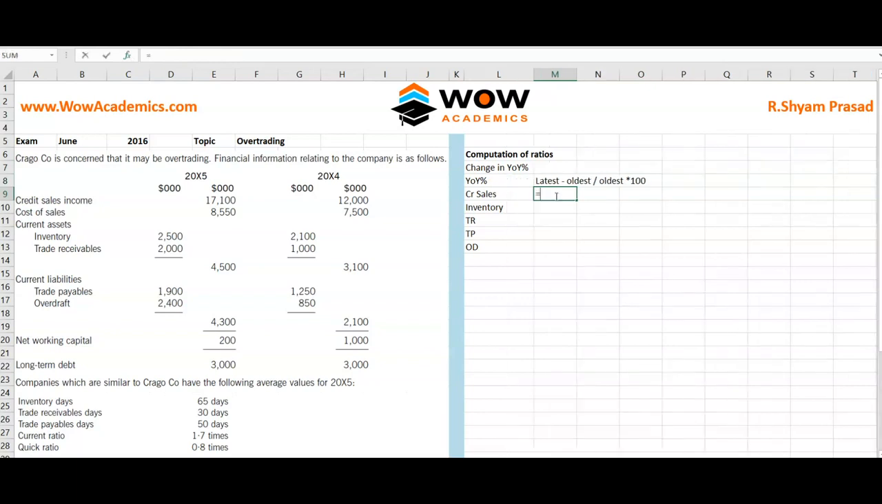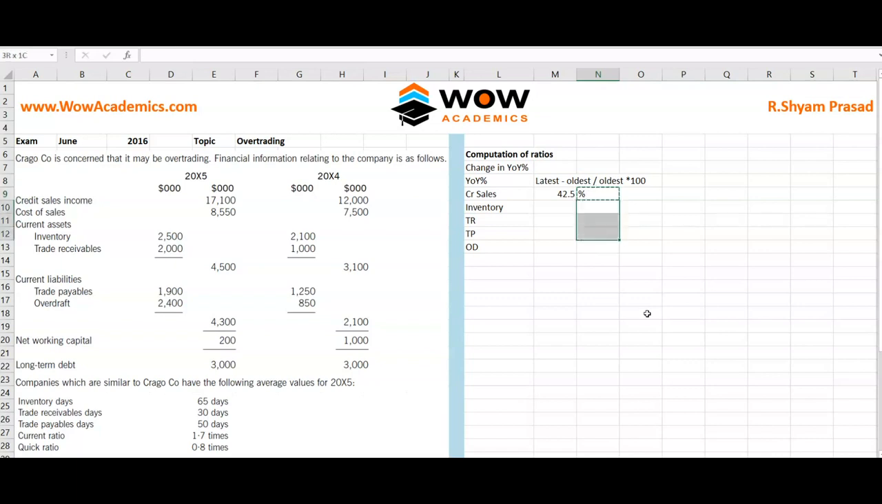So we'll start. So 17,100 minus 12,000. This number has to be in bracket, divided by the oldest number, which is 12,000, and into 100. So you will get the percentage. So that is a 42.5 percentage of change. Okay, it's a percentage number.